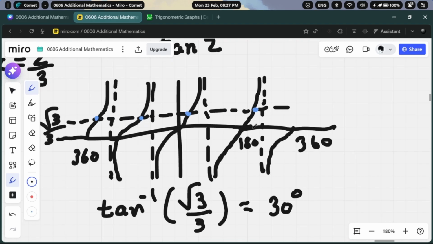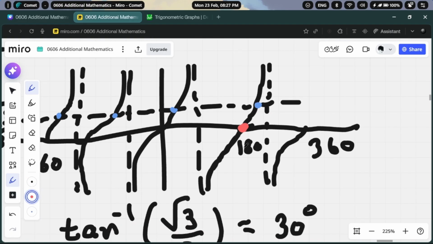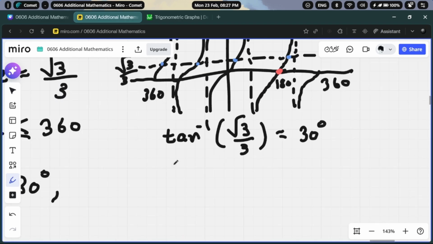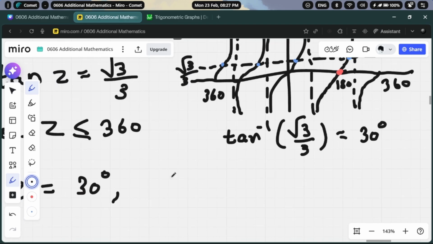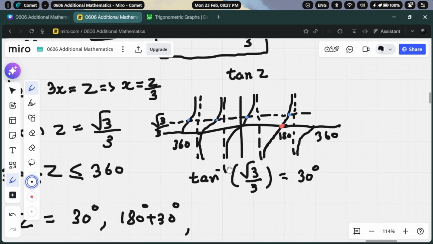Then if you look over here, this point that I'm marking with red would be 180. Now this entire thing, the blue point would be 30 units ahead of 180. So you'd do 180 plus 30. 180 plus 30.